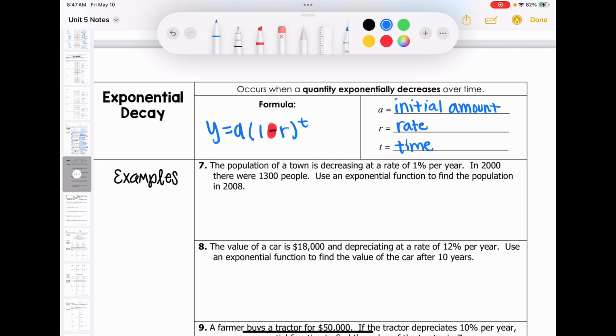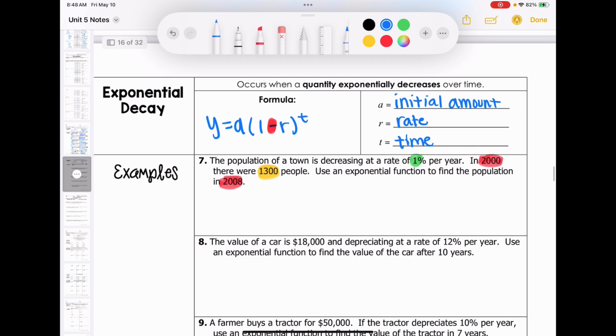All right, number 7. The population of a small town is decreasing at a rate of 1%. In the year 2000, there are 1,300 people. And we want to use the exponential function to find the population in 2008. So A is 1,300. R is 1%. So I divide it by 100 and I get 0.01. And then T, they don't give us a set amount of years, so I have to do 2008 minus 2000, which gives me 8.